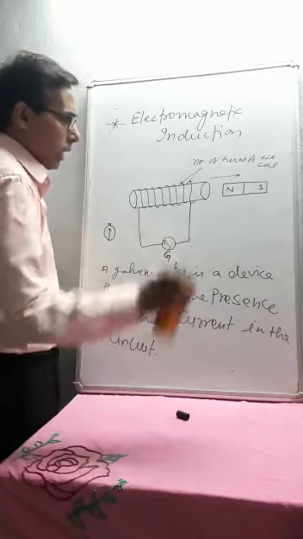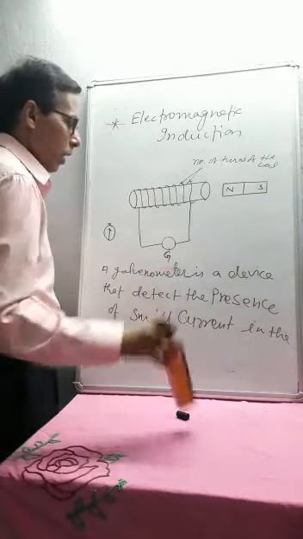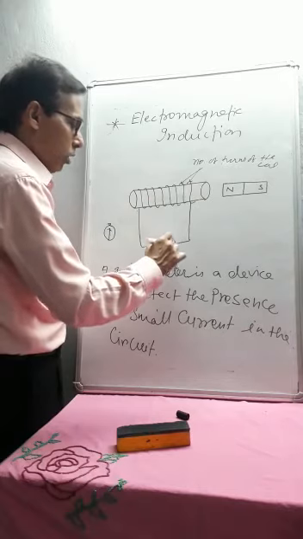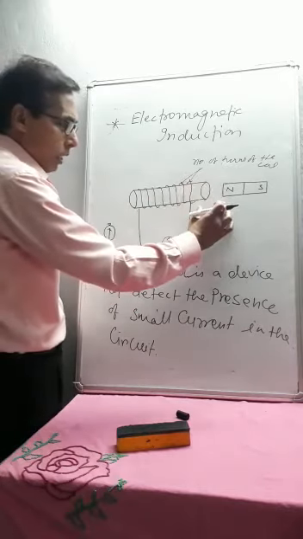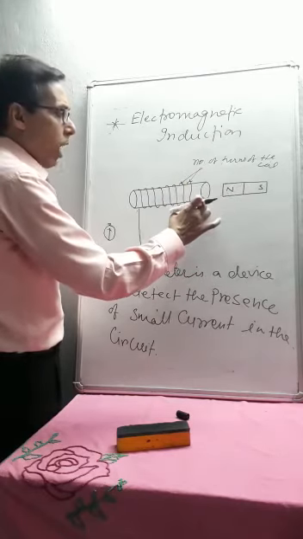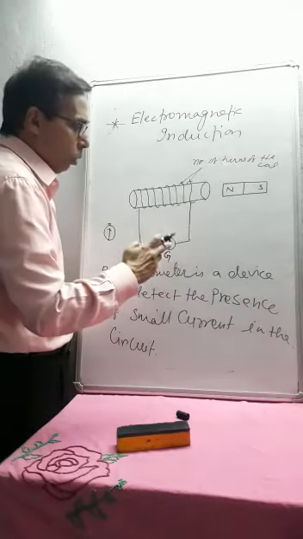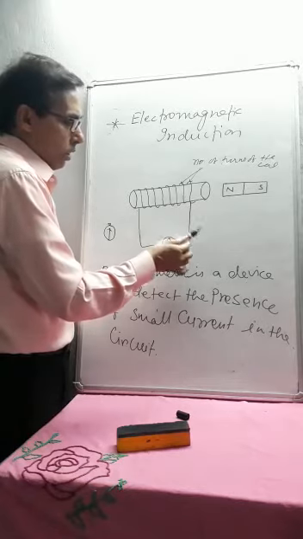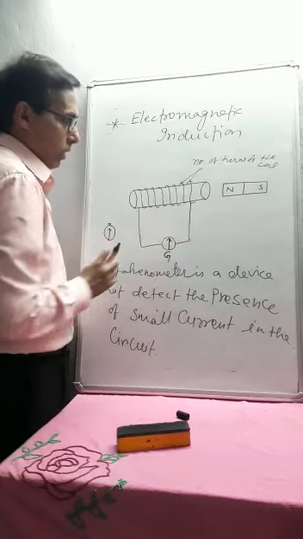In the third case, this is the needle at zero deflection. If there is no relative motion between the magnet and coil, it means the magnet and coil both are stationary, then we will observe that there is no deflection in the galvanometer, either towards the right side or the left side.